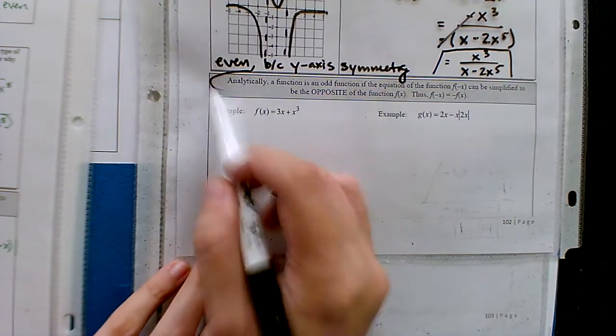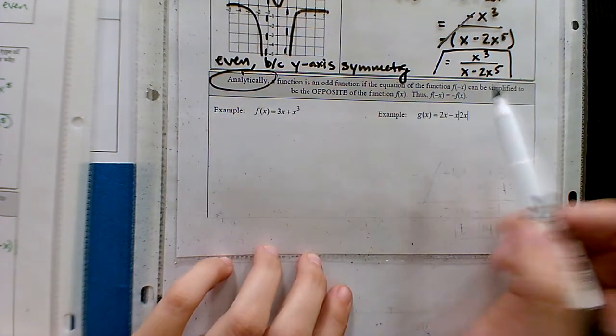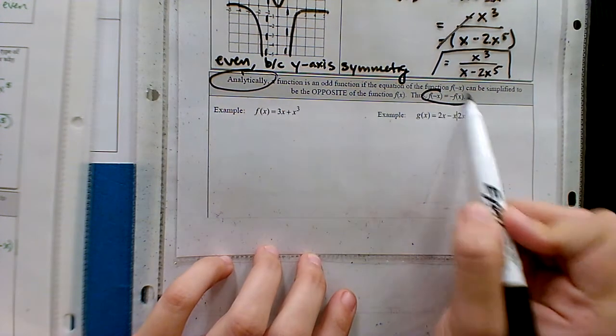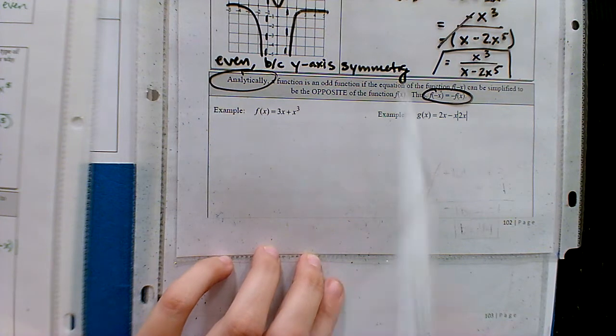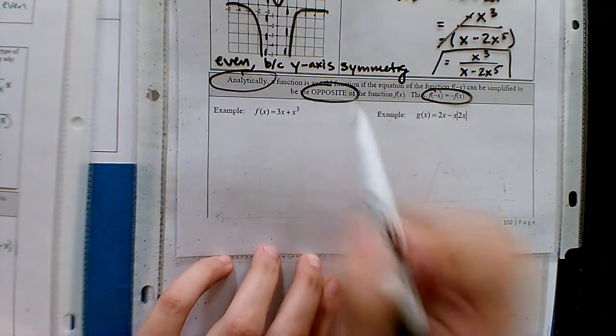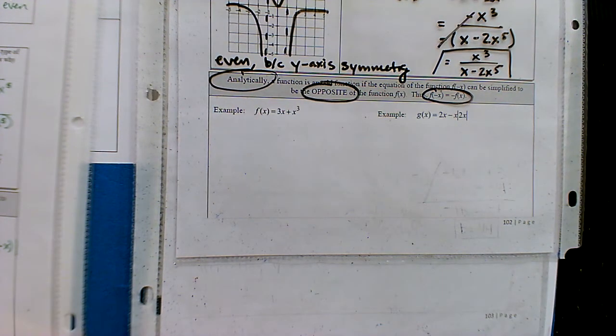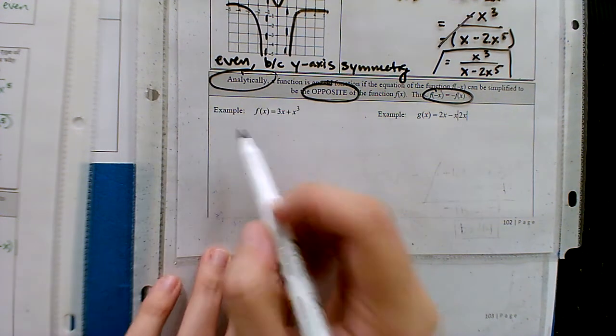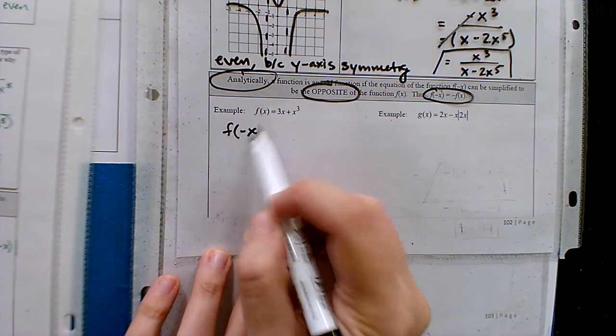All right, let's try odd functions. So by hand, analytically, we're going to plug in negative x, and we're going to test to see if we get the opposite of the original function out as our answer. So if everything's exactly the same, it's even. If everything's exactly opposite, it's odd. Those are kind of our two conclusions. So let's test our first one.